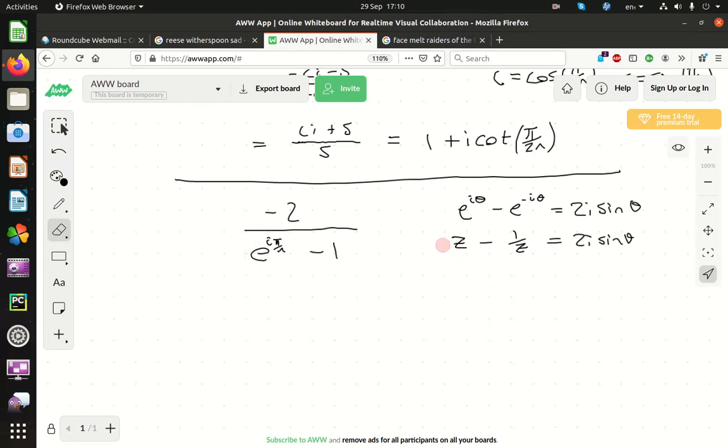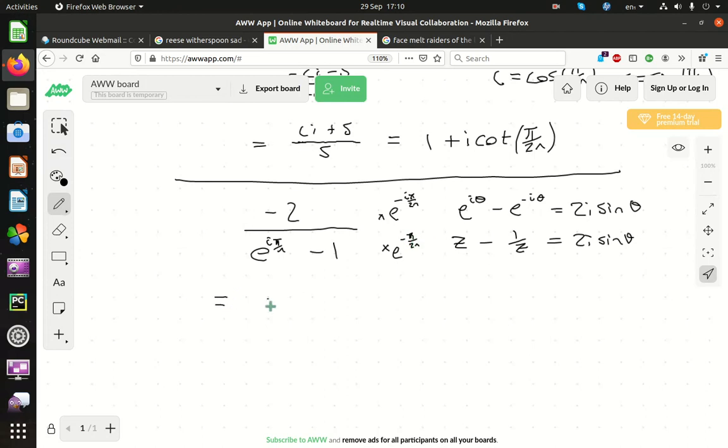Well, I hope you can see that we can do that if we basically multiply top and bottom by e to the minus i pi over 2n. Yeah, and that is definitely the right kind of way to go, given that we're trying to derive cot of pi over 2n. So I'm multiplying top and bottom by that.